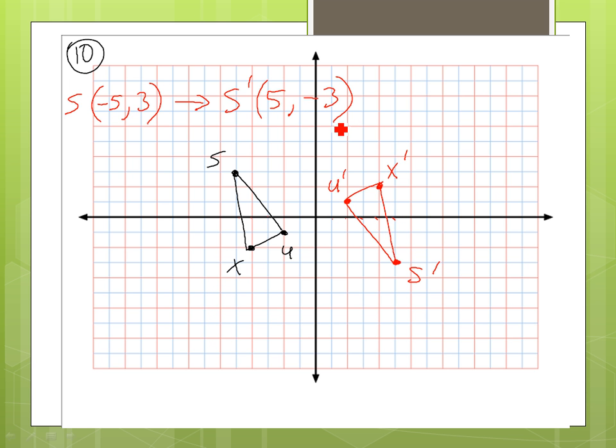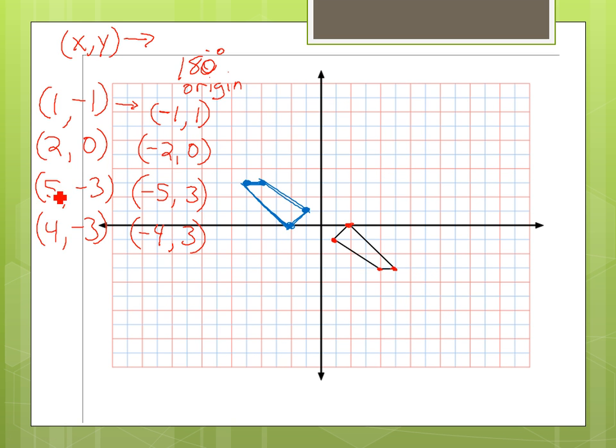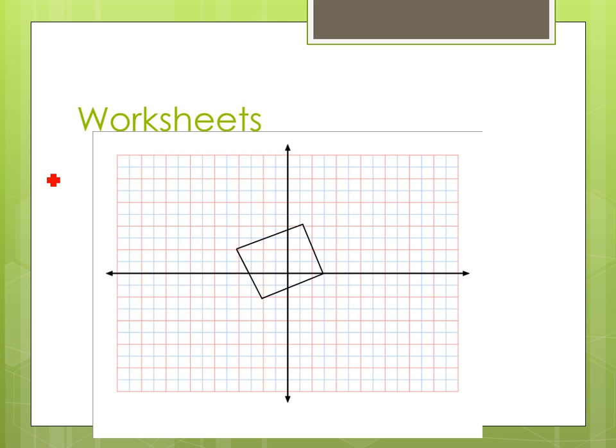And we gotta figure out what happened here. Well, it looks like we left the X's and the Y's in the same order, but we went from -5 to 5, so we took the opposite of the X, and then we went from 3 to -3, so we took the opposite of the Y also. So we gotta figure out which rule leaves them in the same order, but takes the opposite of both.